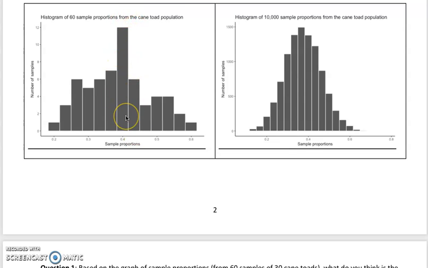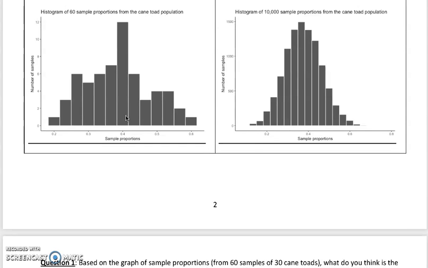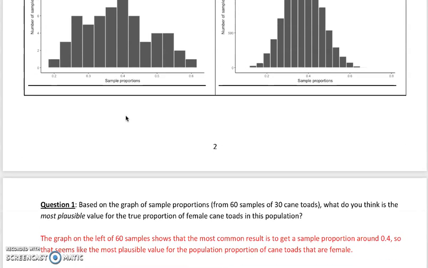And so you would probably imagine that if 40% of the cane toads in the population were female, then we would tend to get sample proportions that were also around that value. Some would be smaller, some would be higher, but they'd be in that general area. So based on this graph, I would say that the most plausible value for the population proportion of cane toads that are female is somewhere around 0.4.